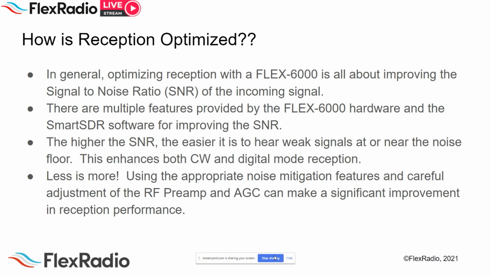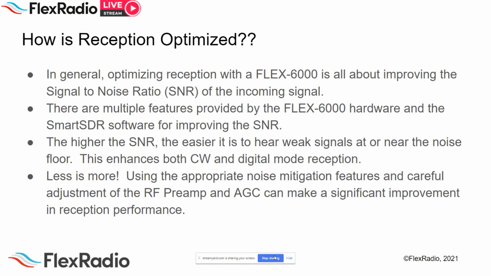Just think of it as being outside on a very windy day. If you're whispering, it's hard to hear, but if you're screaming, you'll be heard more easily. That's an example of having more signal against the noise background. There are multiple features provided with the Flex 6000 hardware and software to improve the signal to noise ratio, and I'm going to discuss all of those.